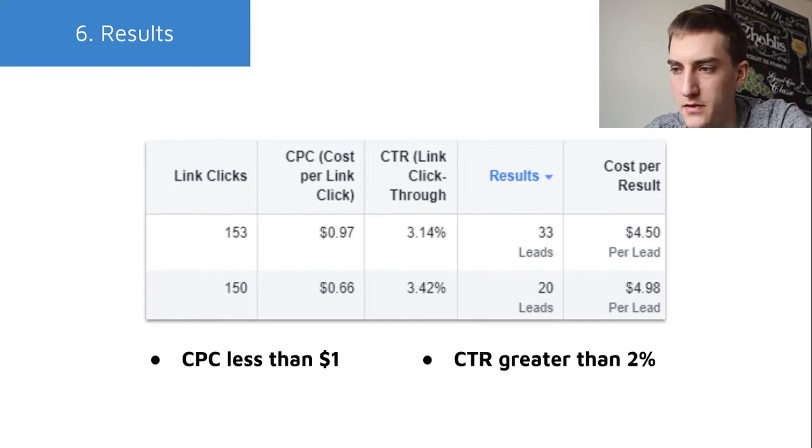Obviously, we generated 53 leads. That was over, I think, basically a month. And the average cost per lead was just under $5 each. So I think we spent a total of about $250, a little bit less than that, in ad spend in order to generate 53 leads.